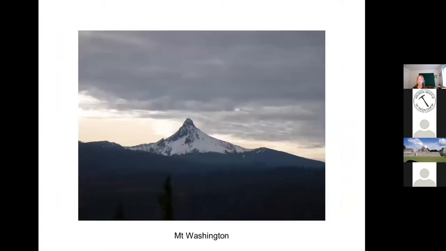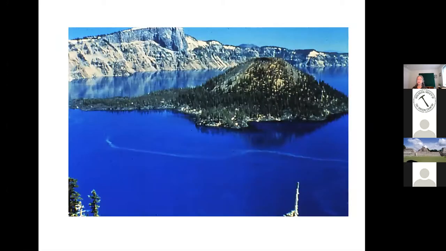And down, Mount Washington, just all that's left of a deeply eroded cone, and then Crater Lake, a volcano that blew up on itself so much that it actually collapsed into itself and formed a lake here.